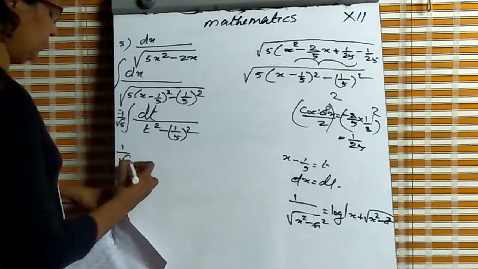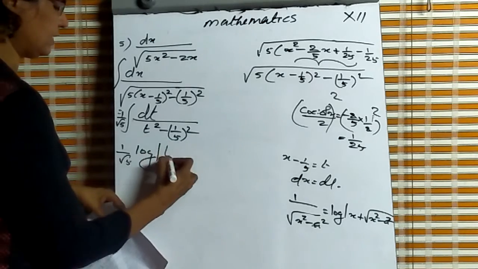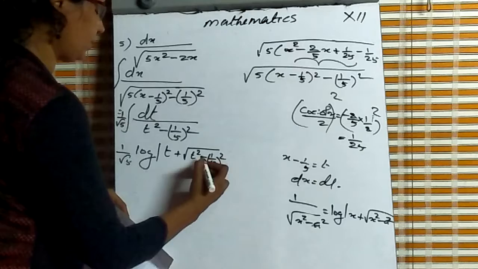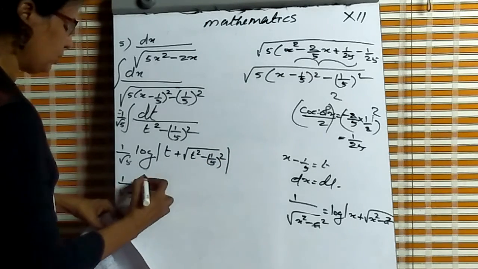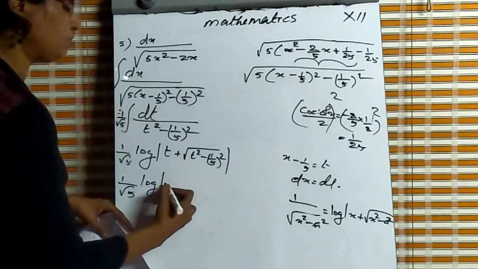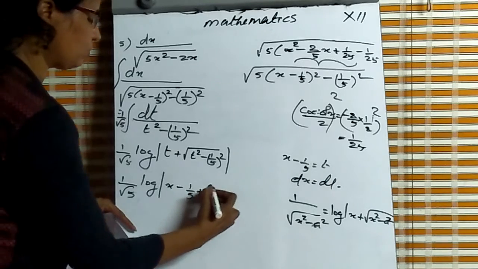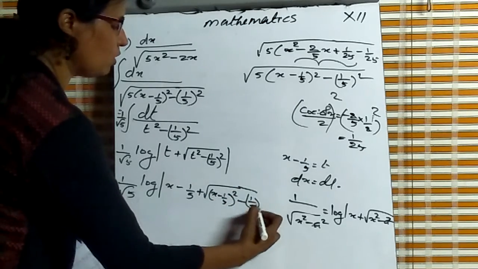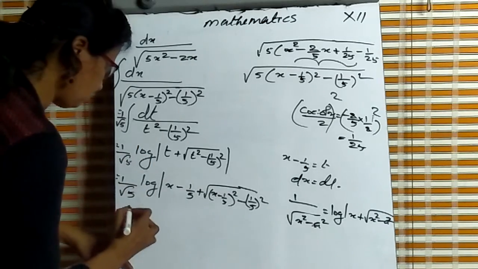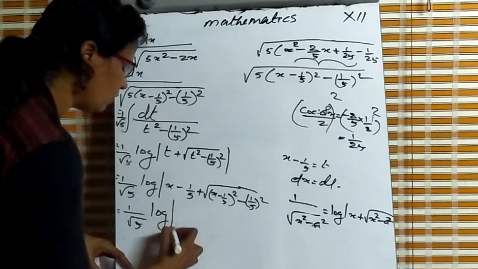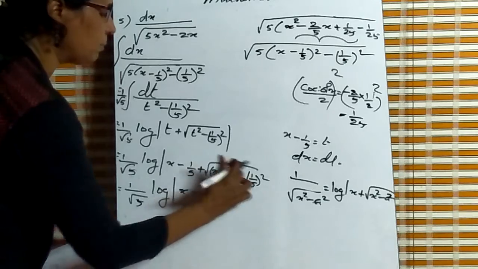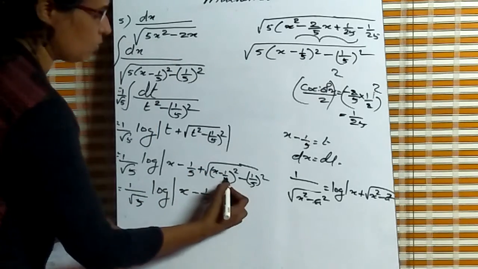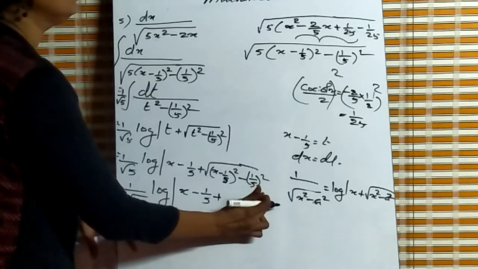So 1 by root 5 into log, in place of x here t, t plus square root of t square minus 1 by 5 whole square is equal to 1 by root 5 into log absolute value of, what is t? t is equal to x minus 1 by 5, plus square root of x minus 1 by 5 the whole square minus 1 by 5 the whole square. If we simplify this, x minus 1 by 5 whole square minus 1 by 5 whole square, we get the given expression.